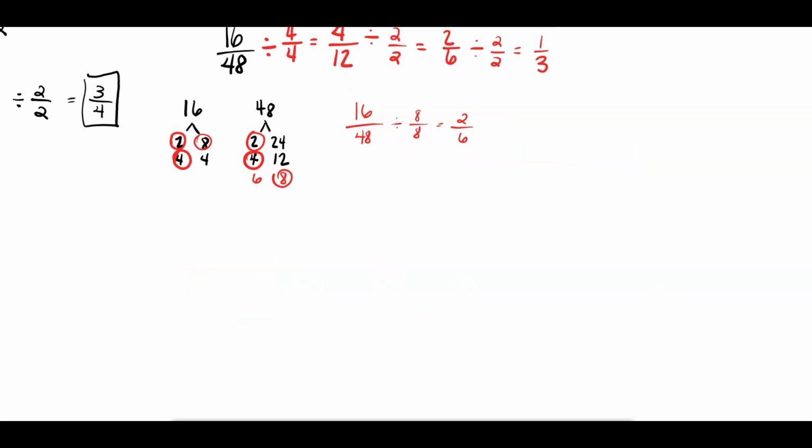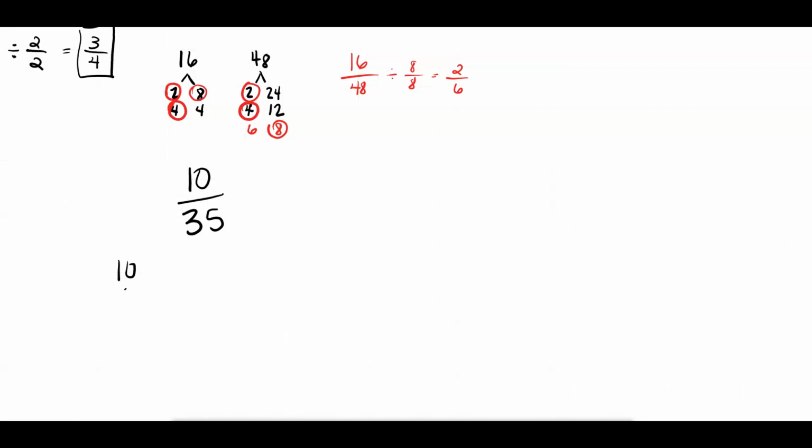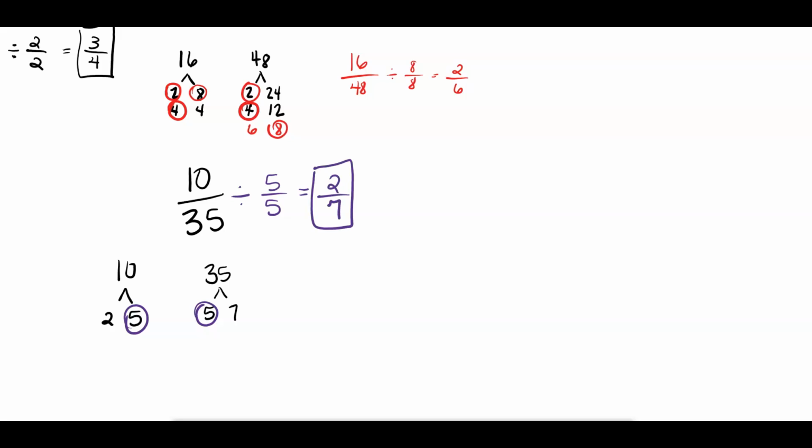So what if I had 10 over 35? Okay, I could say 10, I have 2 and 5, 35, I have 5 and 7. So the common number here is 5. So I'm going to divide both numbers by 5. I get 2 over 7. So that is 10/35, and its simplest form is 2/7.